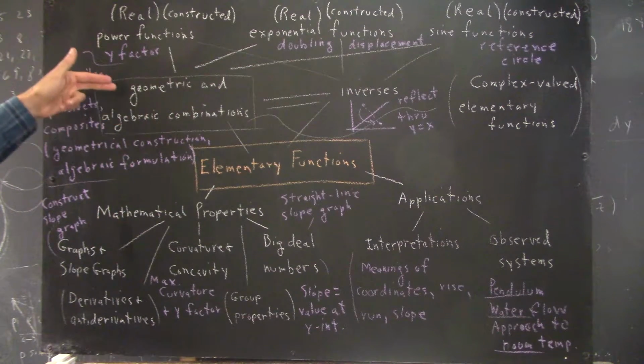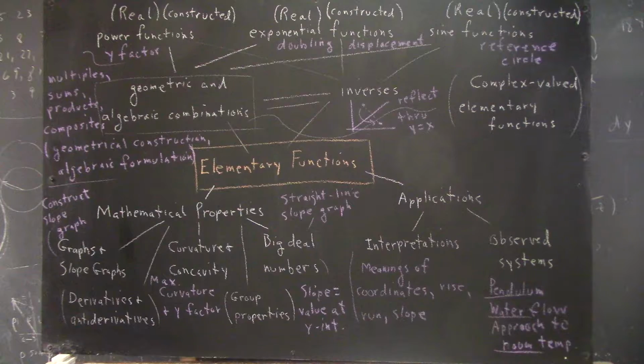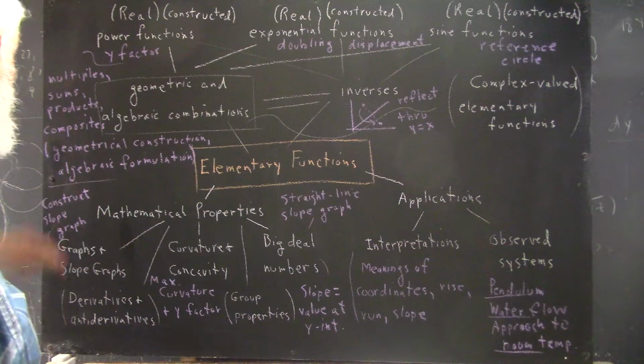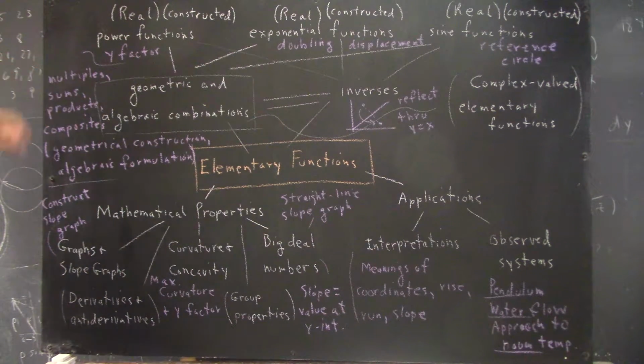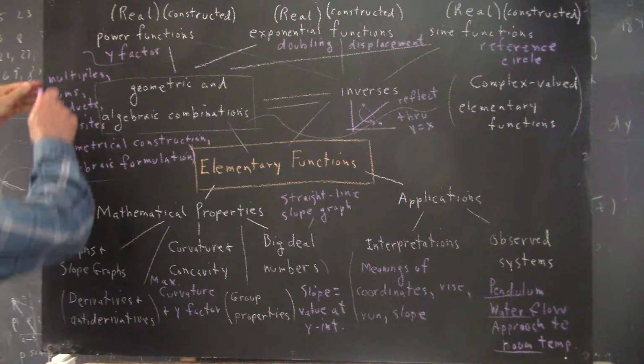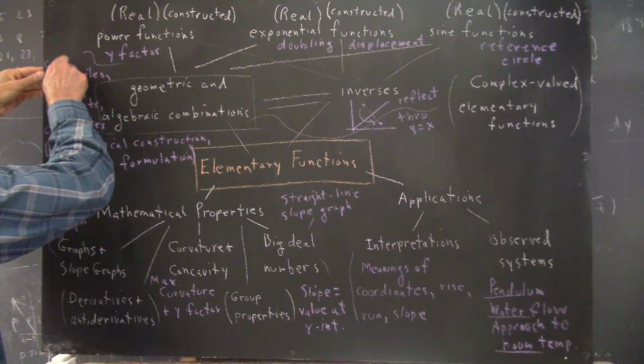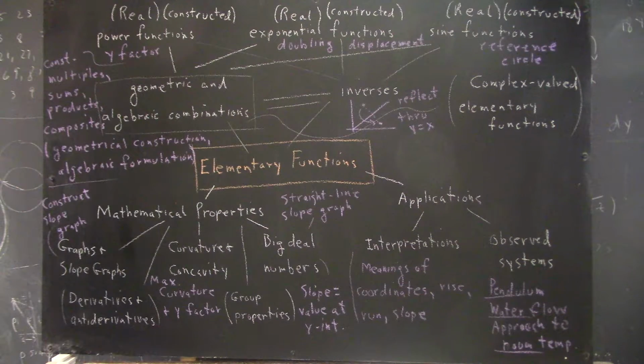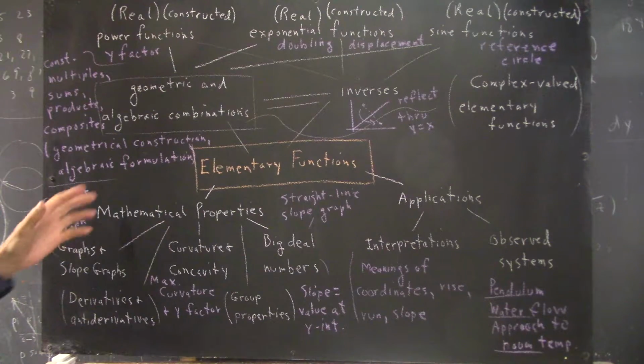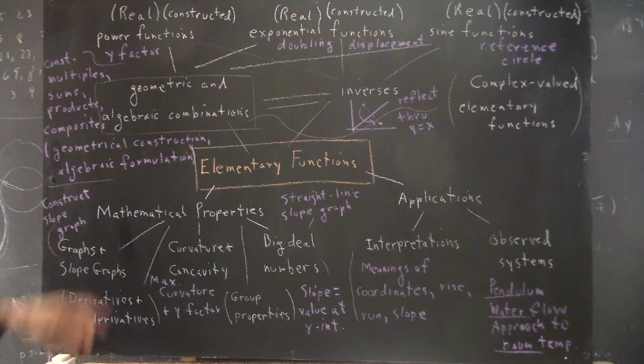Okay, and when we talk about geometric and algebraic combinations, what are we talking about? We're talking about constant multiples, sums, products, composites. We can geometrically construct any of these things given the original graph or the graphs of the original functions. And we can also obtain the algebraic formulation.